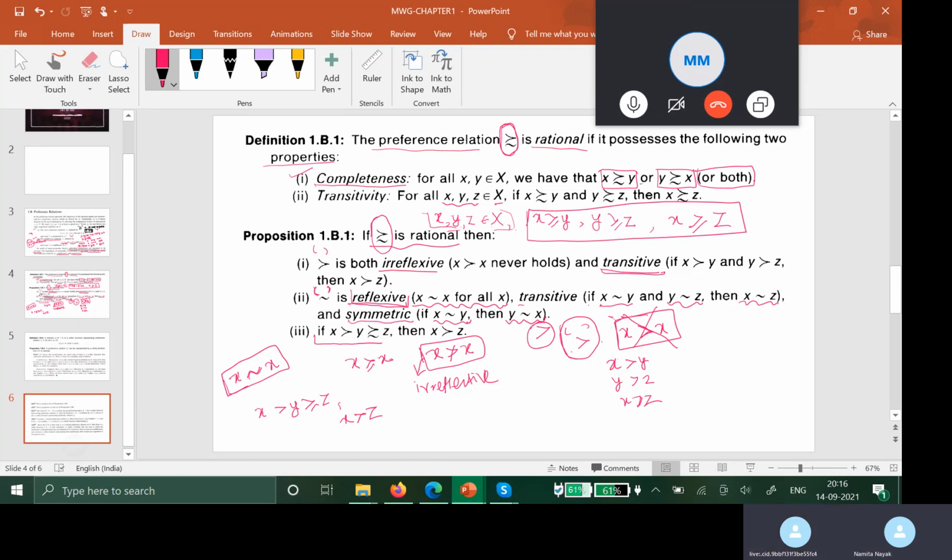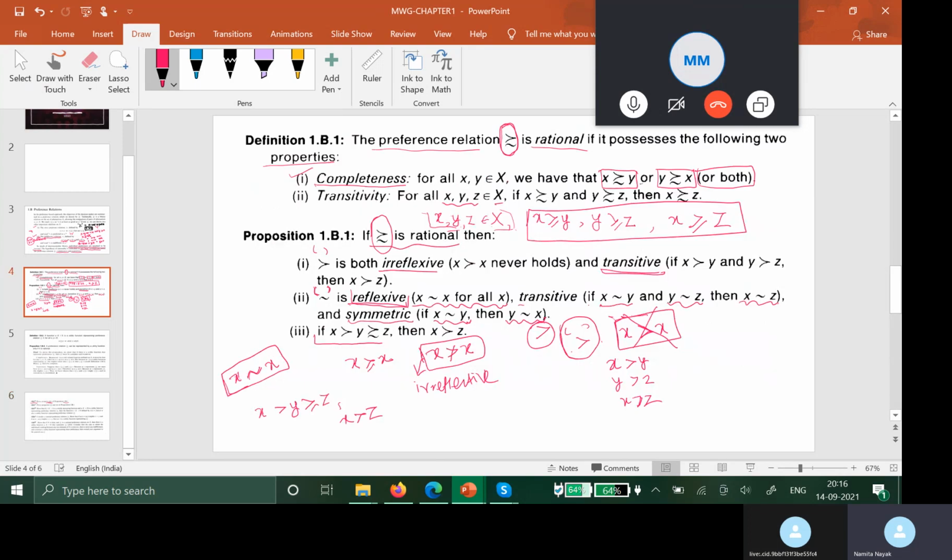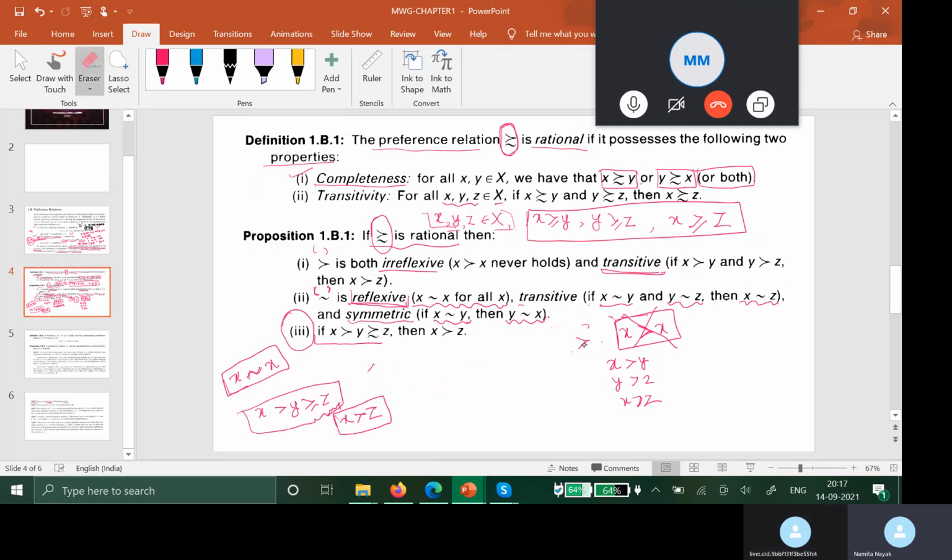This is the first question. We have to prove property 3 of proposition 1.B.1. That means if x is strictly preferred to y and y is at least as good as z, then x is strictly preferred to z. So we are going to prove this one. Let me erase this part and write it.